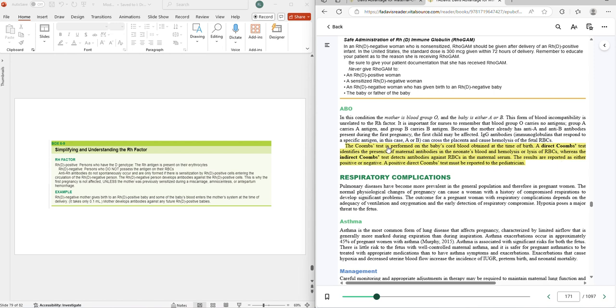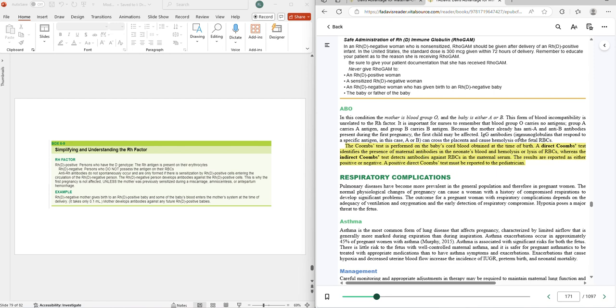Okay, direct is when the presence of antibodies in the neonate's blood, or hemolysis, which is what? The breakdown of red blood cells. You remember that term? Lysis, hemolysis, the breakdown of red blood cells. Whereas indirect detects the antibodies in the mother's blood. Okay? So direct is straight from what? The baby. Indirect is from the mama. Okay? So good. Direct is straight from the baby. Indirect is from the mama.